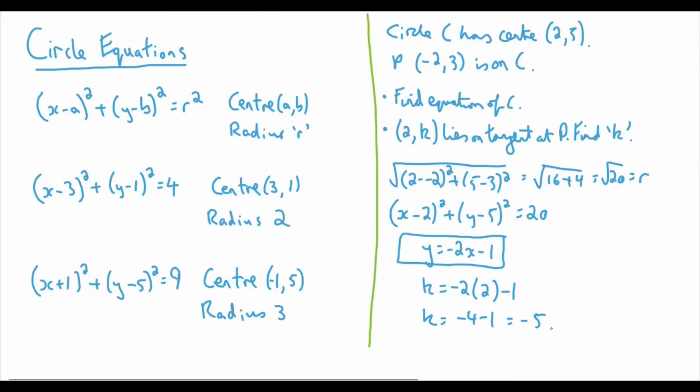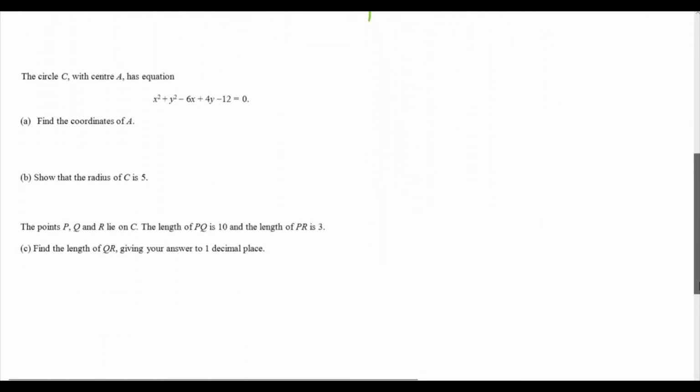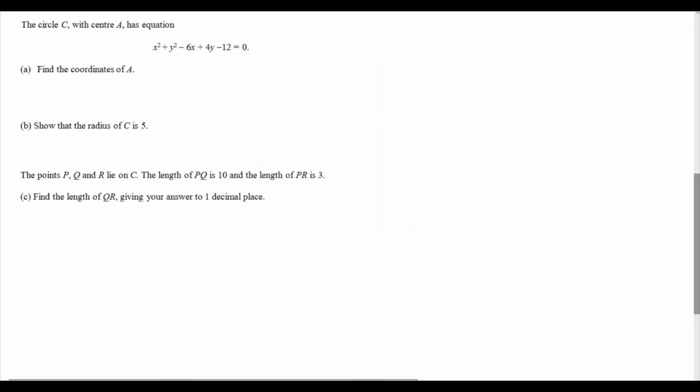If we're good with that then, how about we just look at what an actual exam question may be like. So here we're told the circle C with centre A has the equation x squared plus y squared minus 6x plus 4y minus 12 equals 0. And first of all, we're to find the coordinates of A, the coordinates of the centre.